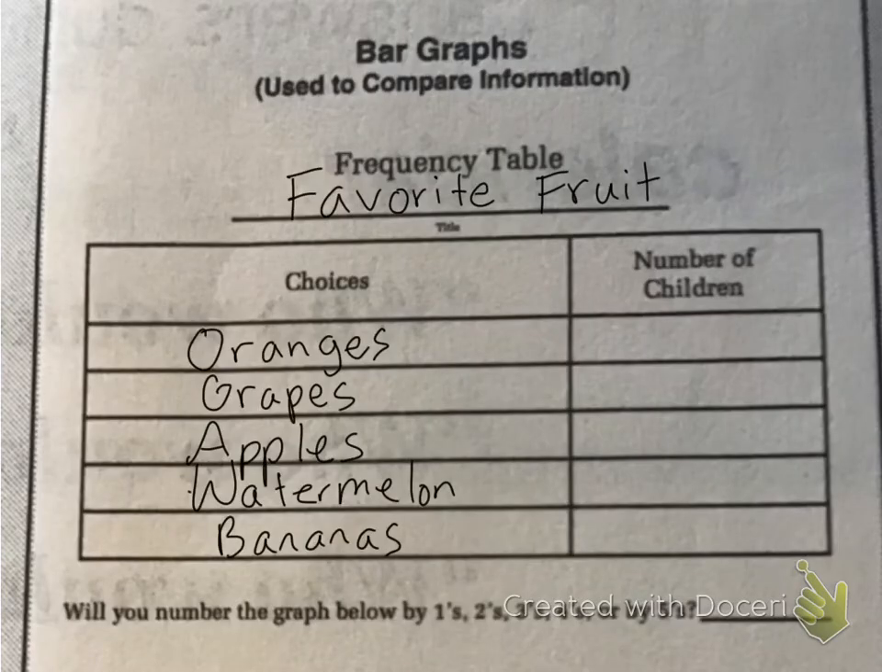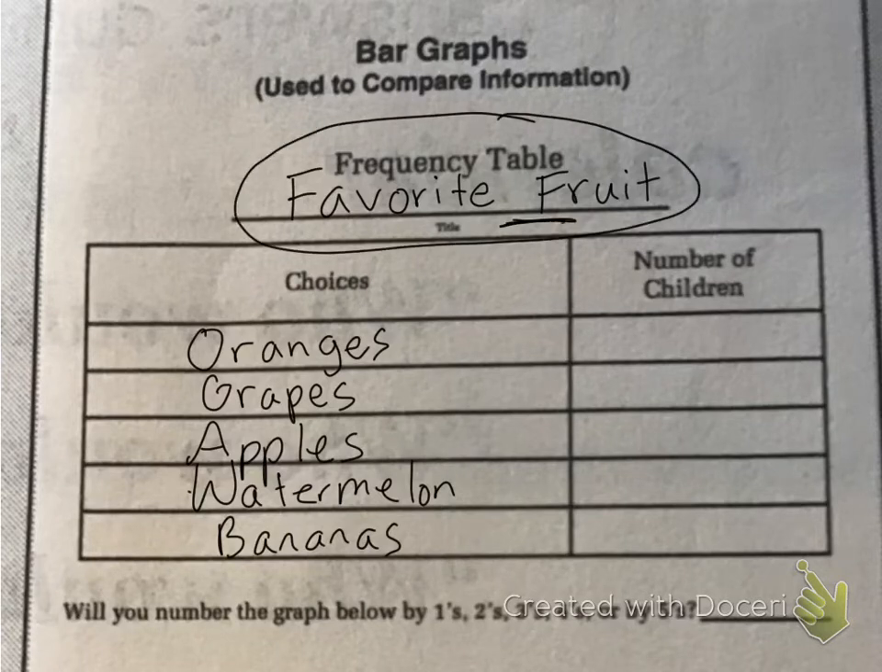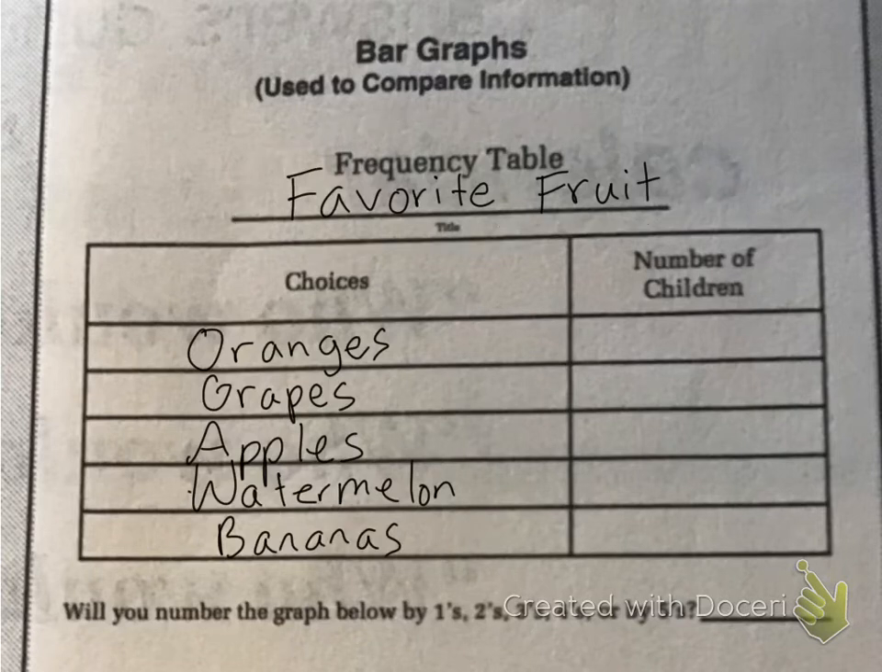Okay, so let's say that we did favorite fruit, and I asked everyone in the class what their favorite fruit was. So on my frequency table, I would write down what the question was, or the title, which is favorite fruit. Okay. And a frequency table is where we show how many children chose each choice. Okay. So you write down your title. Since it was on fruit, we would do favorite fruit. And then we'd write down the choices. So the choices were oranges, grapes, apples, watermelon, and bananas.